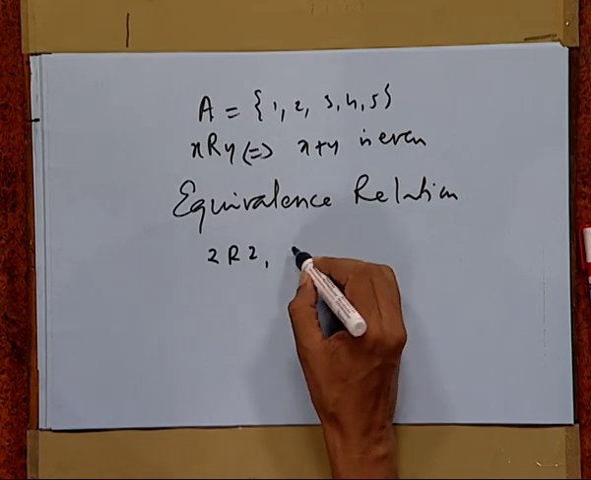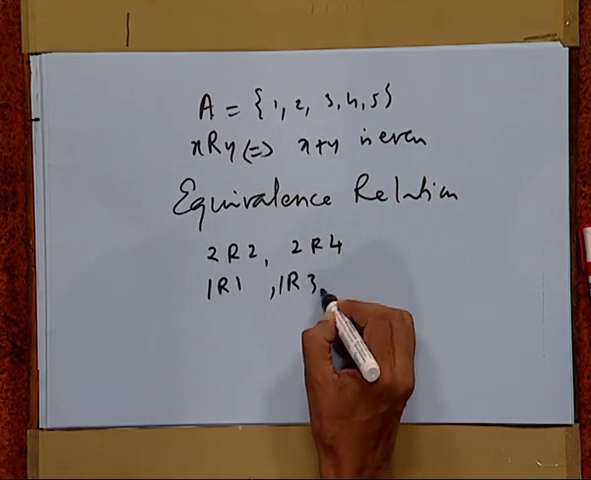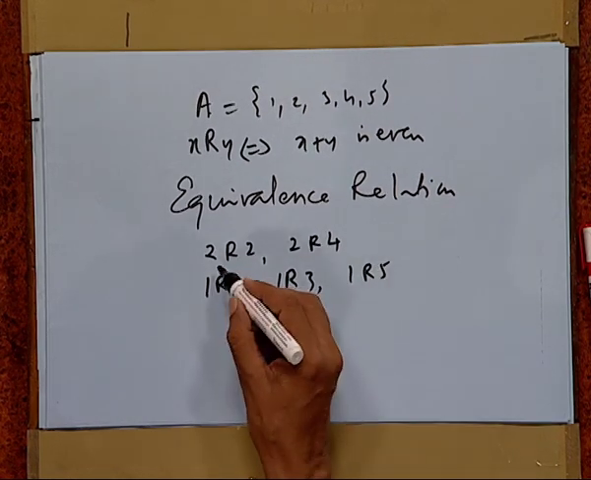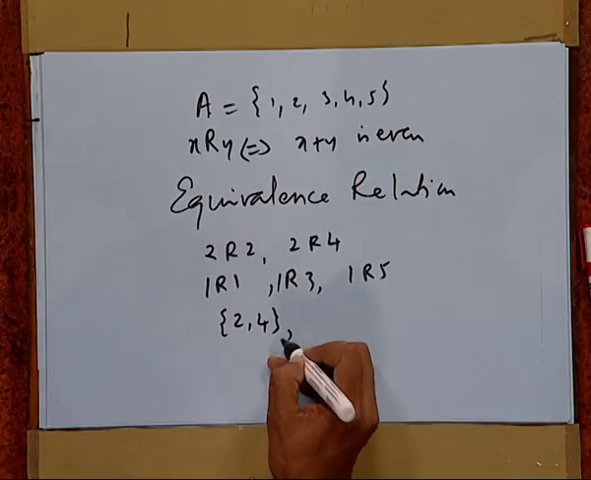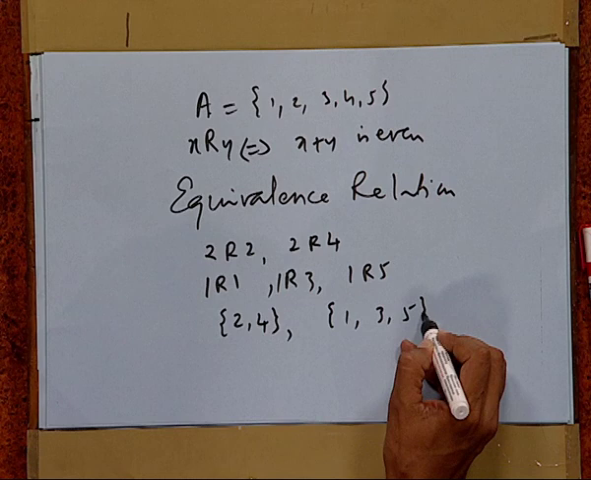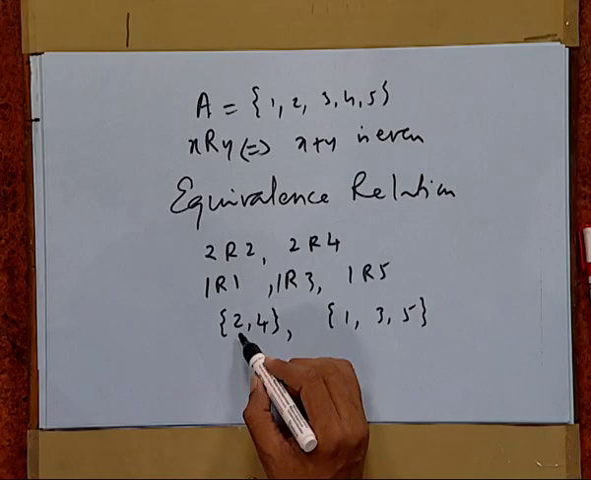One more thing, here 2 has relation with 2, 2 has with 4, whereas 1 has with 1, 1 has with 3, 1 has with 5. So, this information divides this set into two subsets, namely {2, 4} and {1, 3, 5}. Now, these subsets of A have the property that any two elements of the set are always related and no element of any one of the sets is related to any element outside this set. So, such a subset is called an equivalence class.